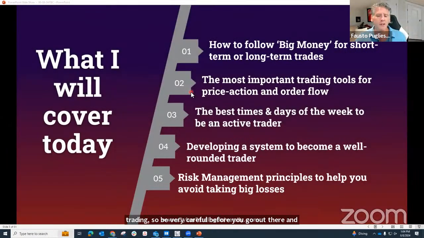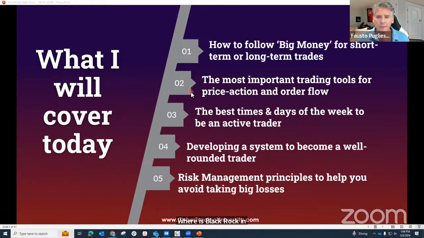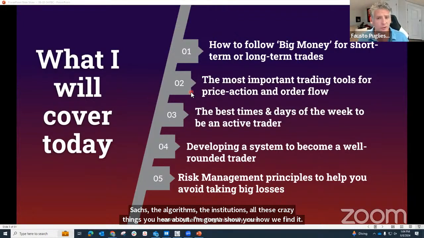Here's a couple of things we're going to be covering. I'm going to teach you how to follow the big money in stock. I mean, where does BlackRock buy their stock? Where does Goldman Sachs, the algorithms, the institutions, all these crazy things you hear about? I'm going to show you how we find it. We're also going to talk about price action, and I'm going to show you how to follow order flow.